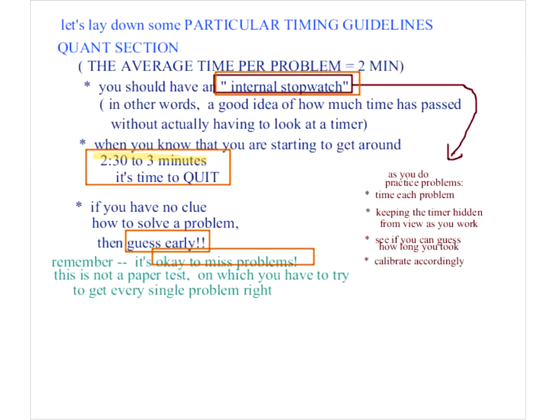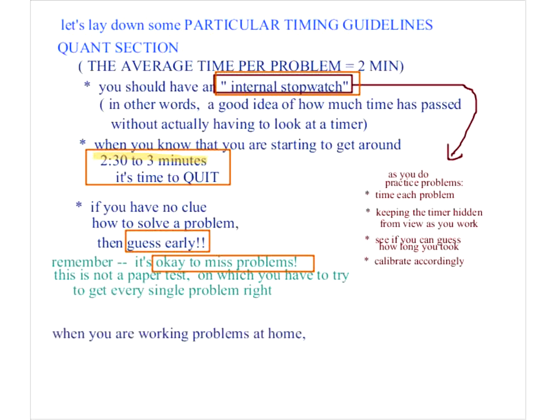All right, so this is pretty much it. We're out of time for today, so in the next study hall, I'll probably talk a little bit about verbal time management. But quant time management is pretty much these three principles. Have an internal stopwatch, know when it's time to quit, and quit at this time. And by the way, let me leave you with one more thought about this quitting time thing.